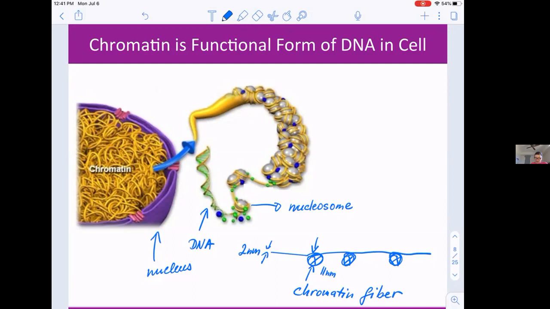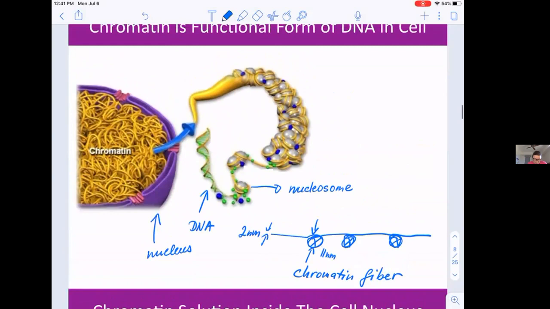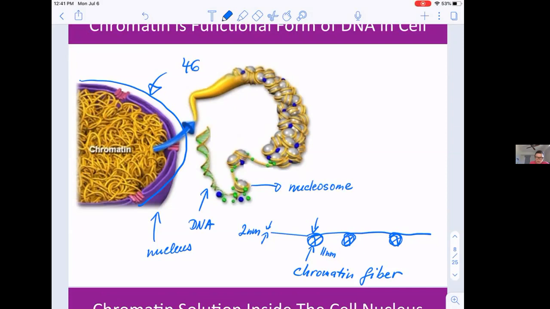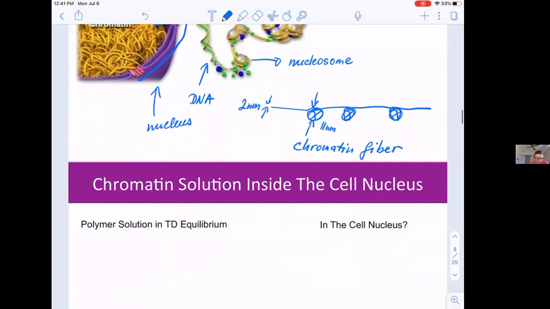Now, as I told you, we have established that in this nucleus we have 46 linear polymers, or 46 spaghetti as they are depicted here in this image. So what would you expect? How would these things actually look? How would you expect such a solution of 46 polymers in thermodynamic equilibrium to look?